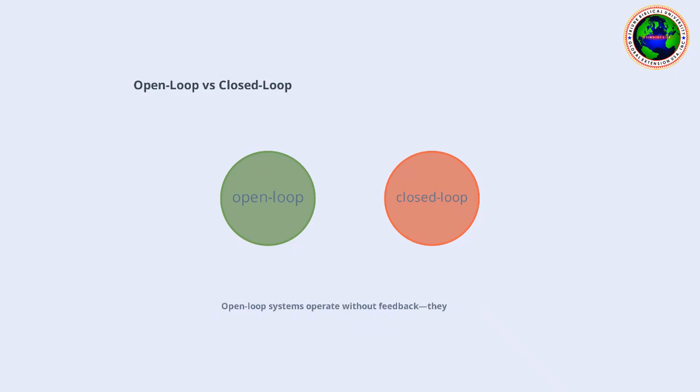It's important to distinguish between open-loop and closed-loop systems. Open-loop systems operate without feedback, they simply follow the input commands. Closed-loop systems, on the other hand, use feedback to adjust their behavior and achieve better accuracy and stability. Most modern engineering applications rely on closed-loop systems for their superior performance.